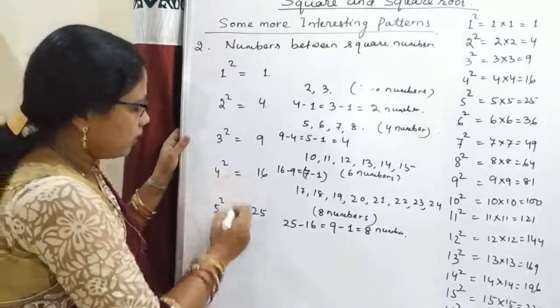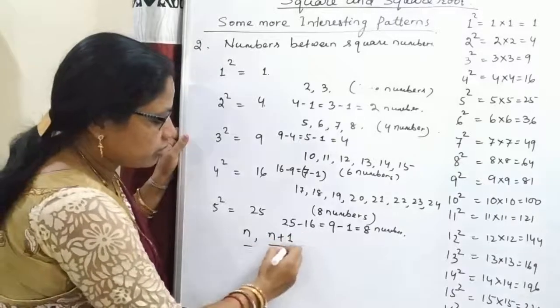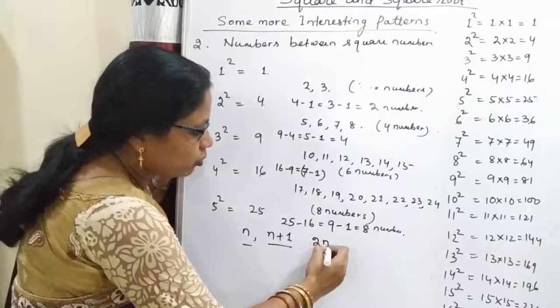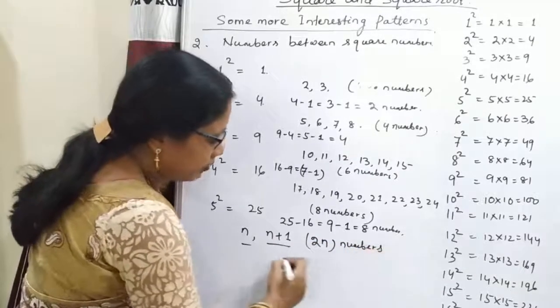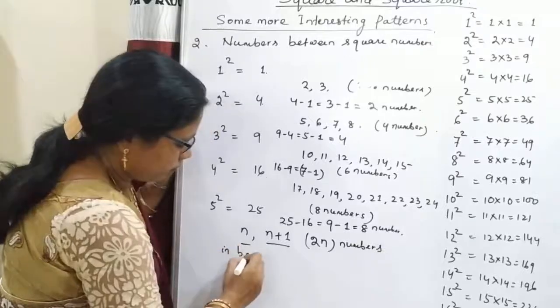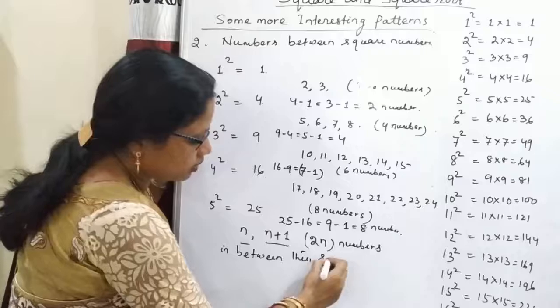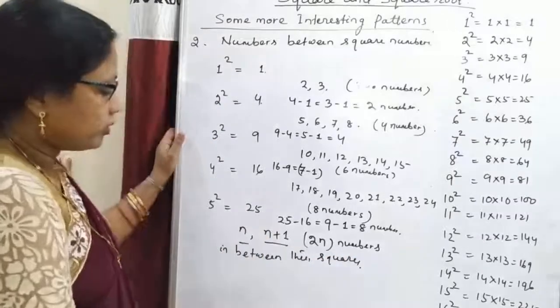If n and n plus 1 are two consecutive numbers, then there will be 2n numbers in between their squares. How do we have to derive this?